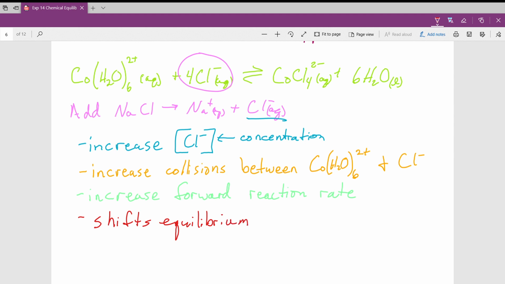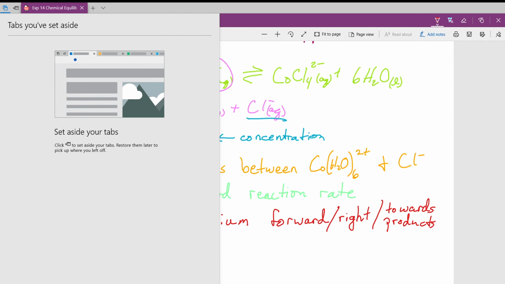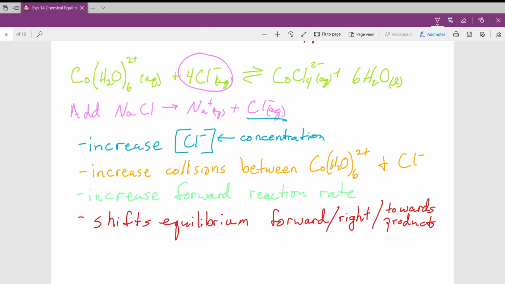And we can say it shifts it forward, and it shifts it to the right, or we can even say towards products. I don't really care which one of those three you choose. They're all the same thing. If we add Cl minus, we're shifting this reaction forward, and that's why the reaction changes color.